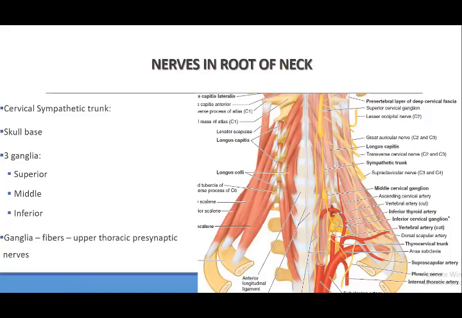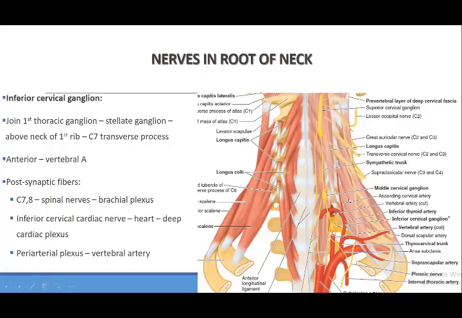ये जो cervical sympathetic ganglia है, if you remember, तो जो आपके thoracic fibers थे, sympathetic fibers, they relayed in these ganglia. Upper thoracic presynaptic fibers ये इसमें relay किए. अब postsynaptic कहाँ जाते हैं? We'll do them one by one. Let's start with the inferior ganglion because this is a very important ganglion.